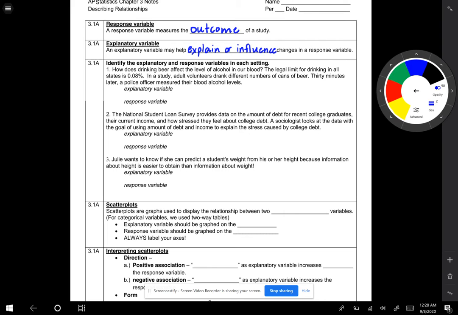So measuring their blood alcohol levels is your outcome. That is your response variable. So blood alcohol level, BAC. And what is causing that? It's the number of cans of beer that's being drunk. And that's your explanatory variable.